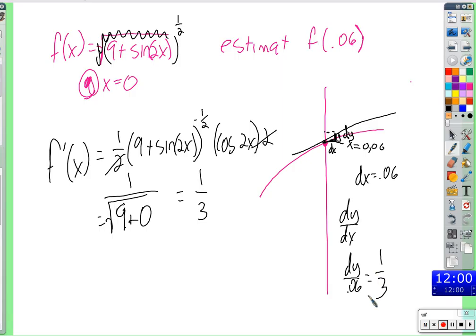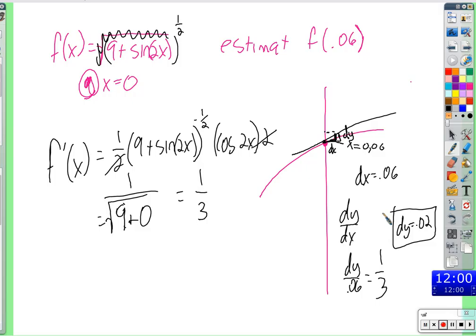So we're going to solve for dy. Just multiply 0.06 by both sides, so that's 0.06 divided by 3, which is 0.02. So dy is 0.02. Is that it? Is that our answer? Wait a minute. We're so close, but not there yet.